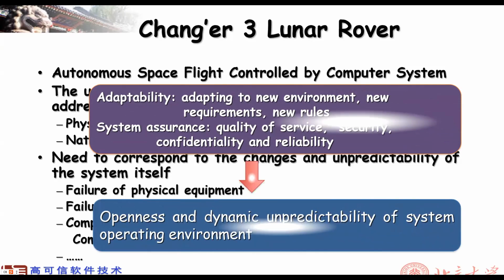In fact, the lunar rover needs to have adaptability. It needs to adapt to new environments, new requirements, and new rules. It also needs to assure the system. It has to ensure the quality of service, security, confidentiality, and reliability. In order to do all of this, it needs to deal with the openness, dynamics, and unpredictability of the system operating environment.